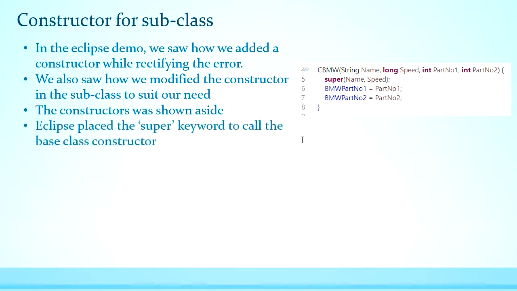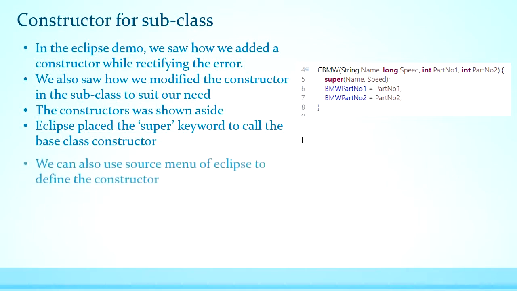Eclipse placed the super keyword to call the base class constructor. That means at line 5 you can see the super keyword. So here the super represents its immediate base class. CBMW is the class we are in at present. Its immediate base class is CCAR. So super represents the constructor for CCAR. In Eclipse we saw that through the tooltip also. It shows super represents the constructor for the base class.